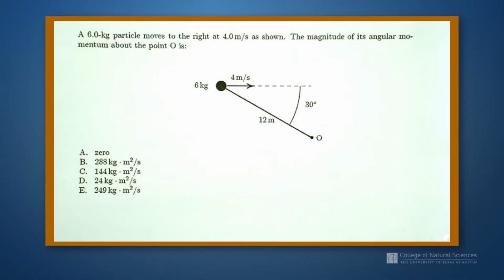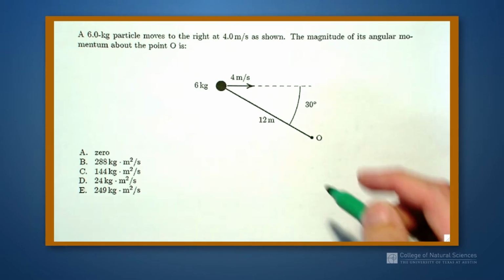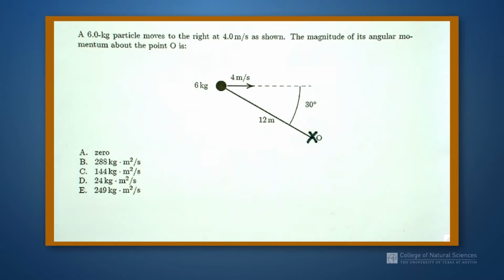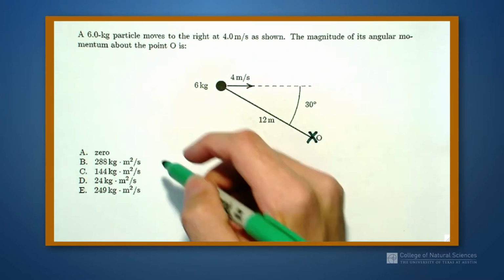So this question, we have a 6 kilogram particle moving to the right at 4 meters per second as shown. We want to know what's the magnitude of the angular momentum about point O. O is down here. So we want to know what the angular momentum is.